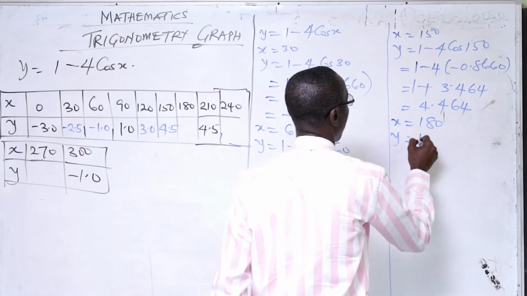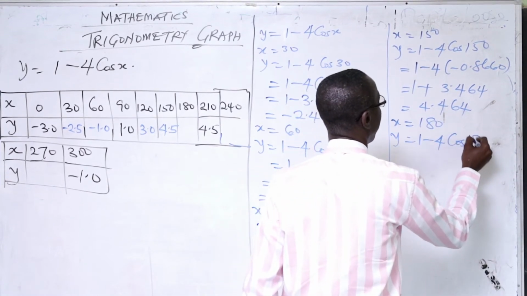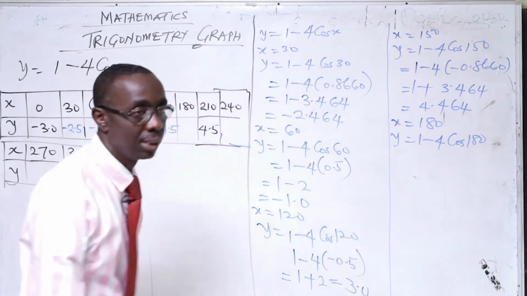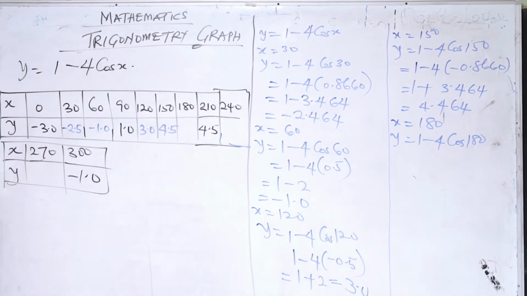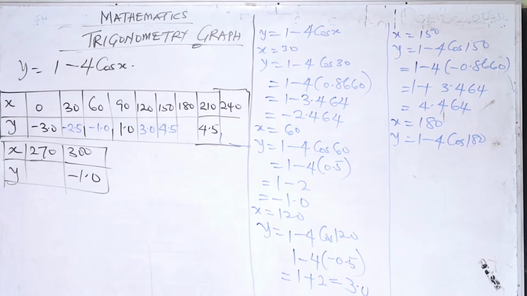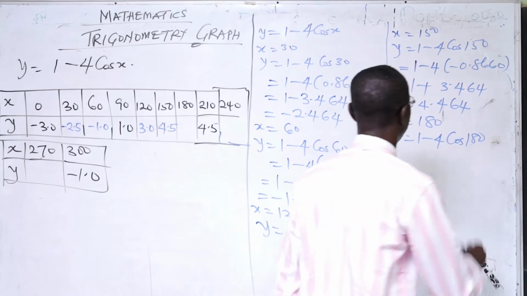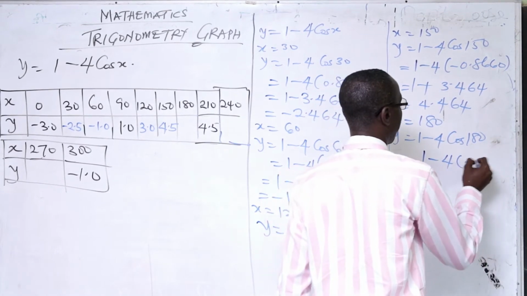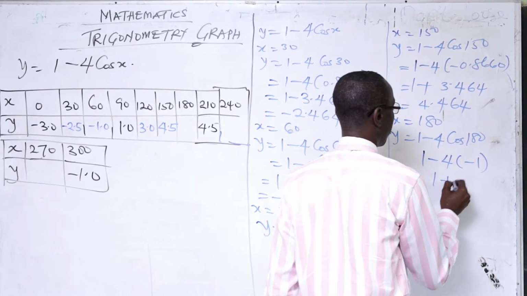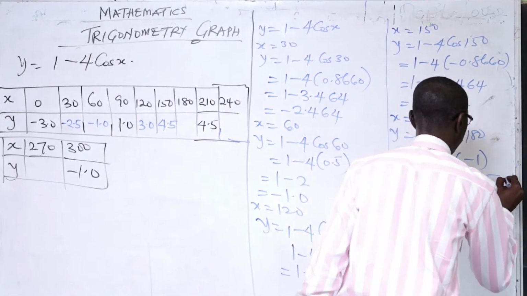X is equal to 180. Your y now will be 1 minus 4 cos 180. Cos 180: if cos 0 is 1, cos 90 will be 0, cos 180 will be minus 1. So 1 minus 4 into minus 1, this will be 1 plus 4, and that is 5.0.